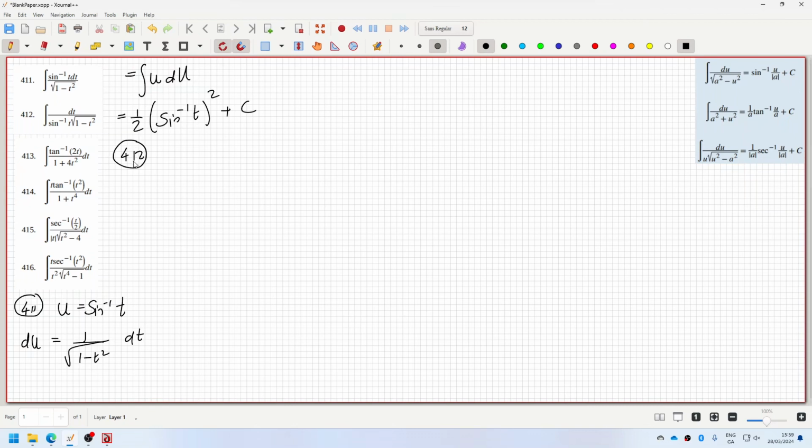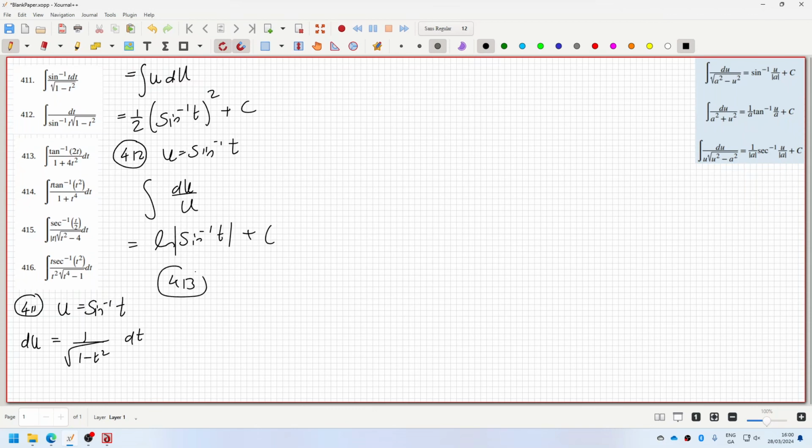For 12, what substitution do I want to make here? Sine inverse again? I think so. u equals sine inverse t. So that means the integration would become du over u. So then that becomes log u plus c.